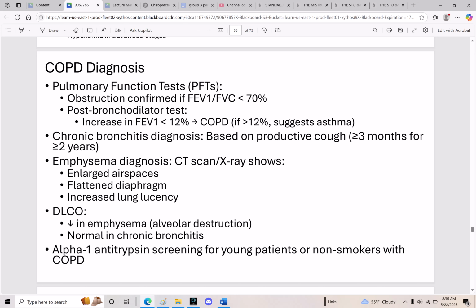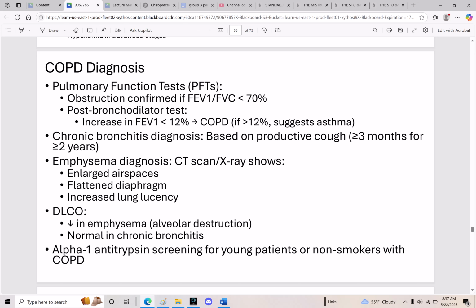Now, remember this: the DLCO is going to be decreased in emphysema. It's going to be normal in chronic bronchitis. Now, the alpha-1 antitrypsin screening test is good, but usually it's done for somebody young. Because if you are 7 years old, more than likely you didn't start smoking yet, hopefully. So then there is something else destroying the alveoli.